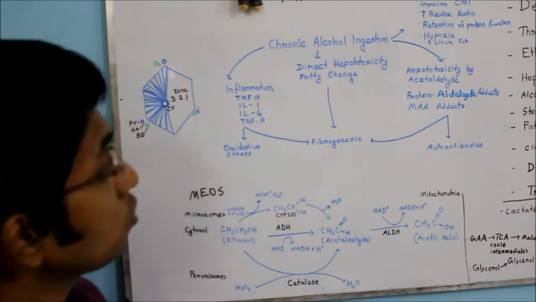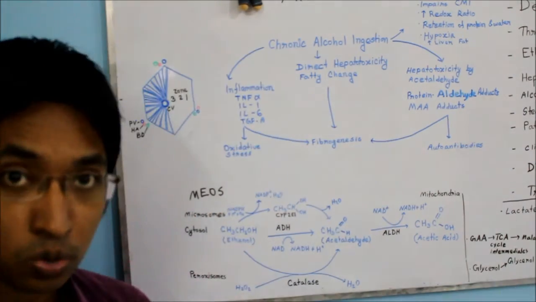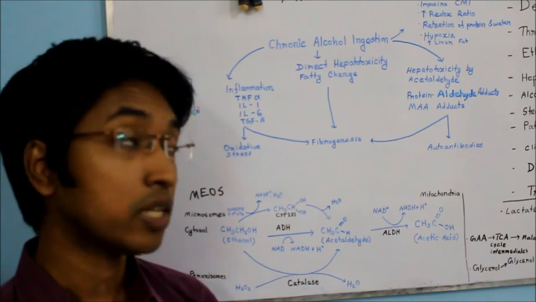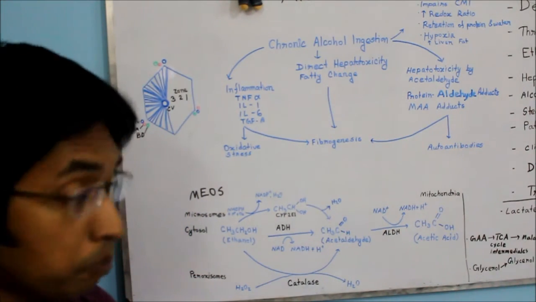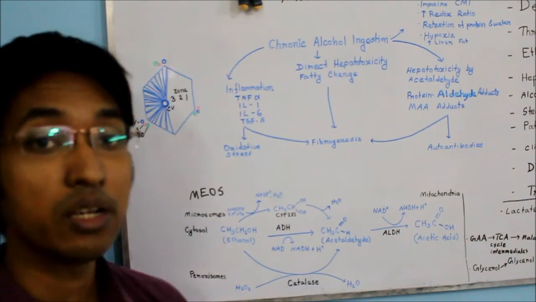Another mechanism was hypoxia. The thing is, alcohol can increase oxygen demand, and that will result in hypoxia in the liver, and ultimately that will result in liver injury.